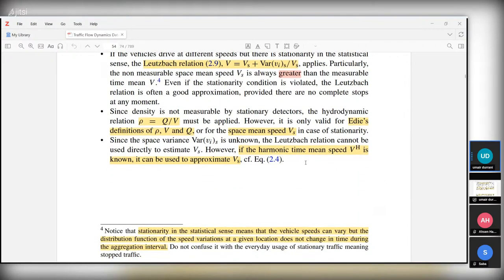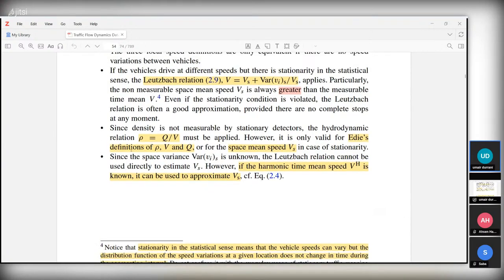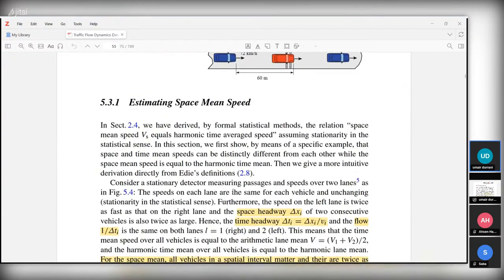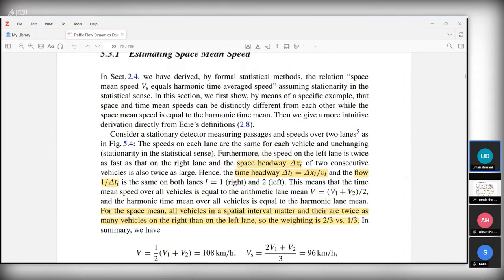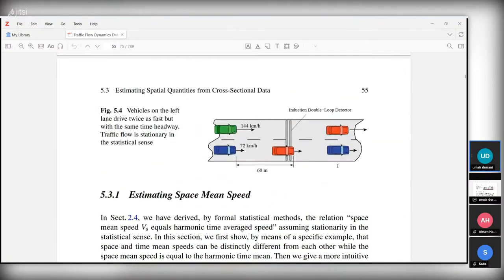It also mentions here that the harmonic time mean speed Vh is approximately equal to the space mean speed. So if we can get the space mean speed, we can then use the hydrodynamic relation here and estimate traffic density. In this next section, we are estimating the space mean speed first. Once we get that, we can use the hydrodynamic relation. So the example is about this scenario. If I'm going too fast, please let me know if there's anything you want to discuss before we go to the next point.